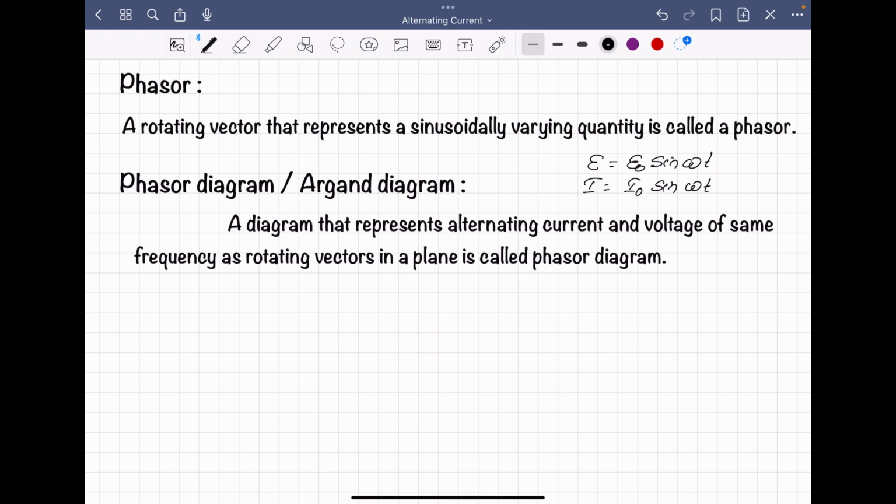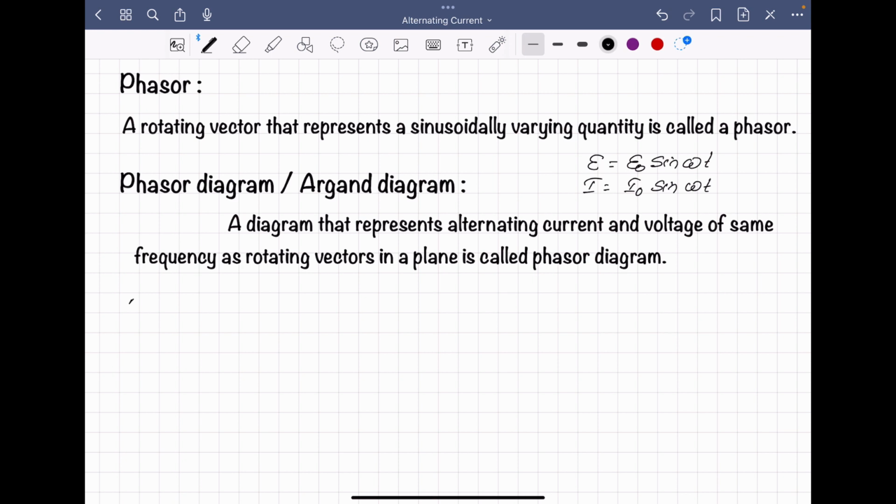Then the phasor diagram. What is a phasor diagram? A diagram that represents alternating current and voltage, of the same frequency, as rotating vectors in a plane. Then how do you represent that? Let us take some examples.